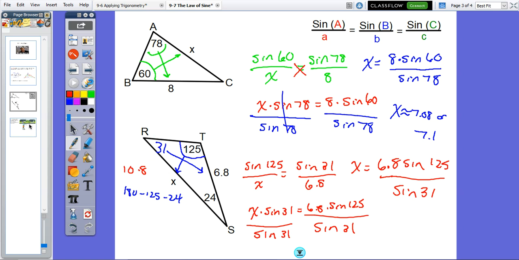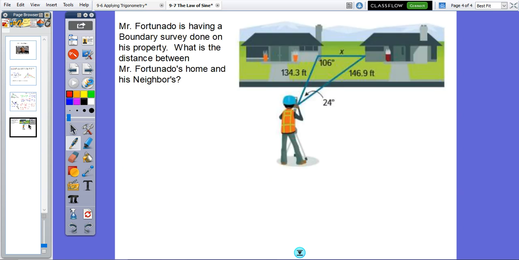All right, one more practice problem. You're going to have a couple word problems. I say a couple, I think just probably two. Here's some word problems. So here, Mr. Fortunado is having a boundary survey. So he's going to check where everything's at, where the boundary is to things.